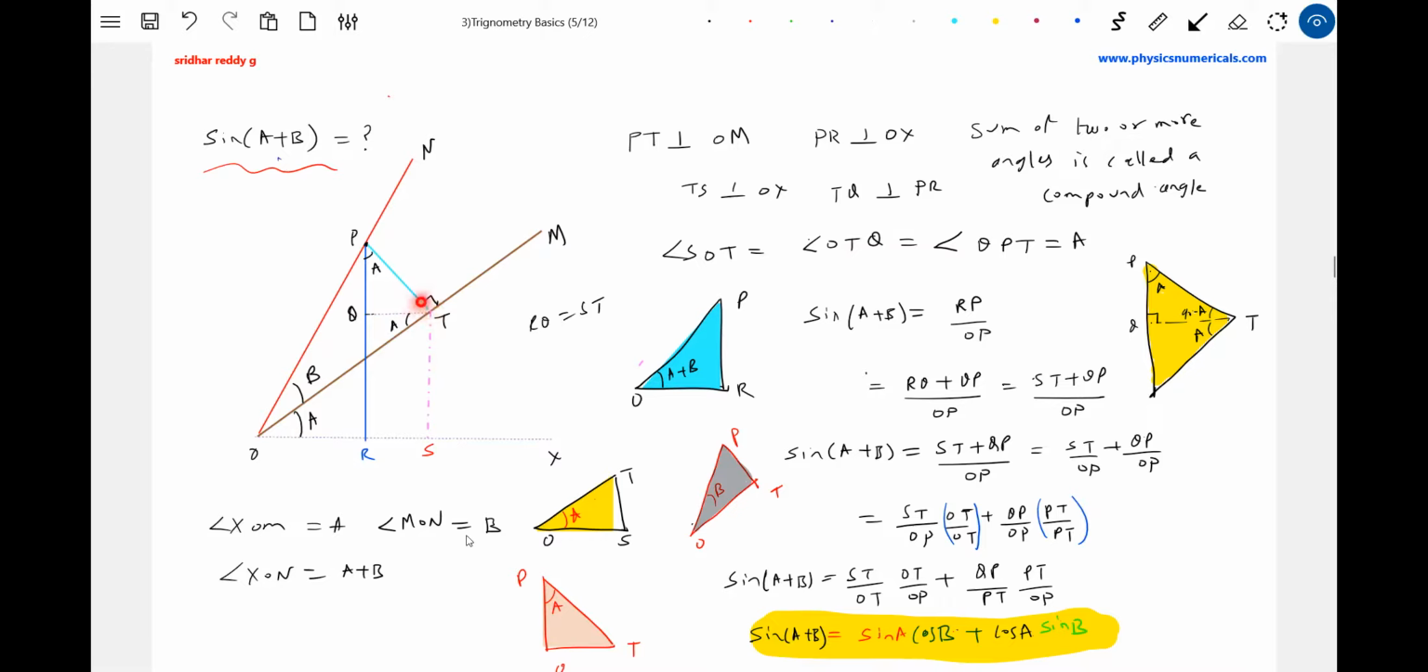And this angle, how much is it? This will be perpendicular, 90 degrees, so 90 minus theta. So this should be equal to A. Then angle QPT should be equal to A. I think this is very important. Try to notice here.